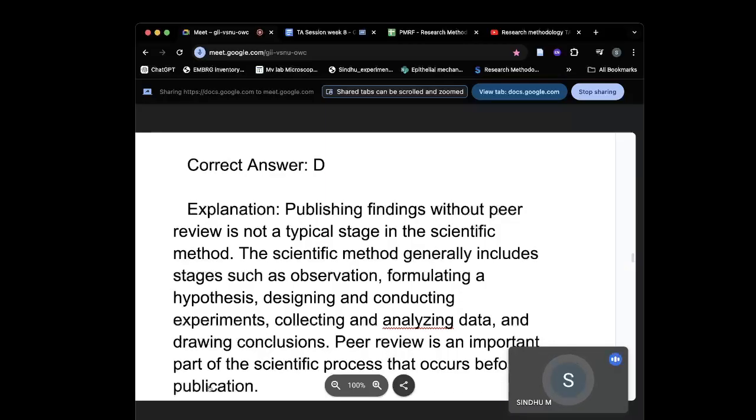So we have finished discussing the 10 questions for today's problem solving session. If anyone has any doubts, we can discuss that. I'm just scrolling through all the questions again. If somebody has missed it, then you can go through it now. If you don't have any doubts, you can feel free to leave the meeting.